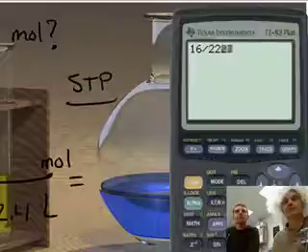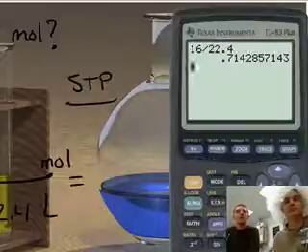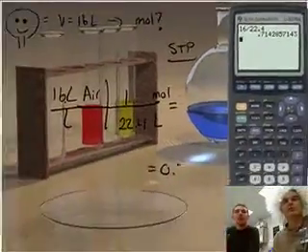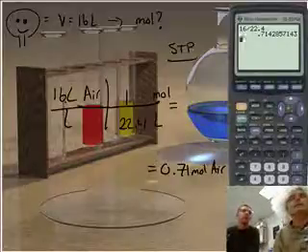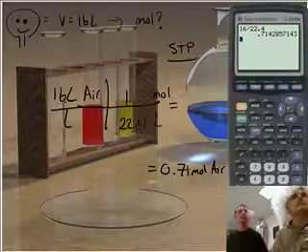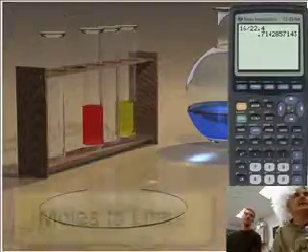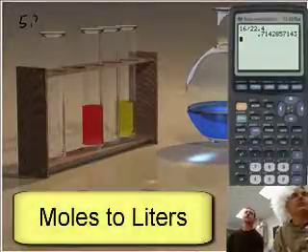It's pretty chilly today. So you'll take 16 and you divide by 22.4 because the 22.4 is in the bottom. It's pretty simple. The answer is 0.71 moles of air. I think we should do one more. We went from liters to moles, let's go moles to liters, and we'll be done.